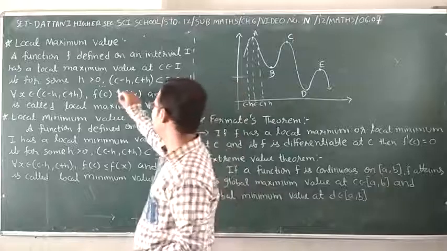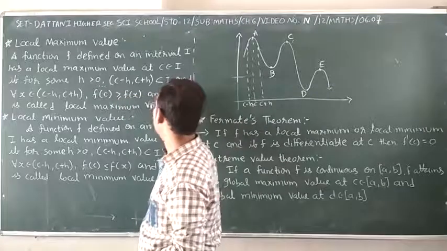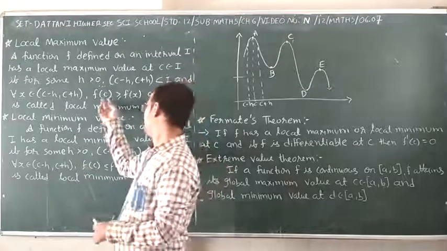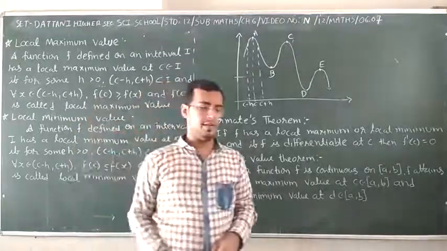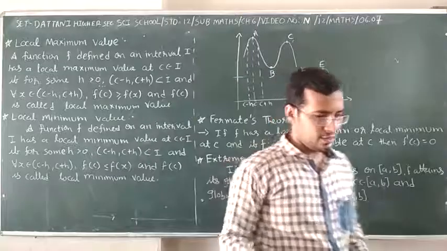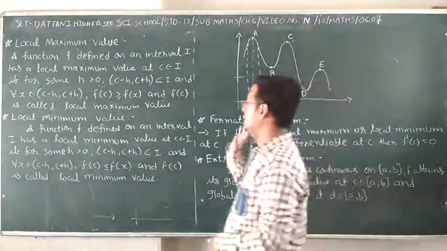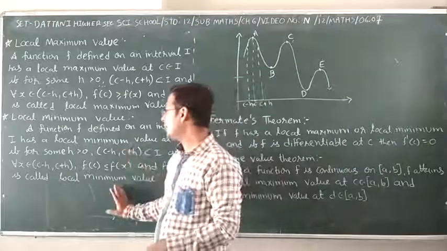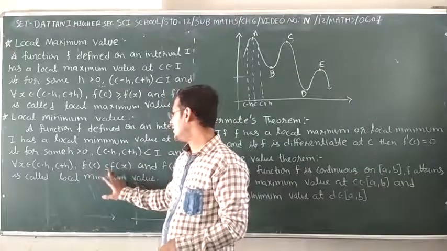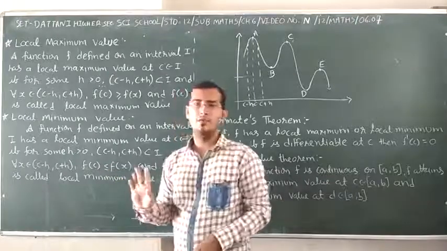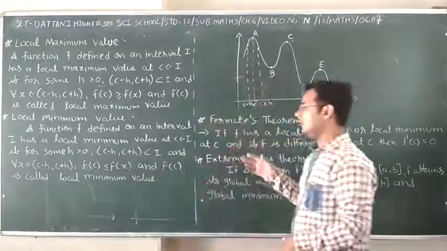Now f of c is greater than or equal to f of x, and f of c is called the local maximum value. If f of c is always greater than f of x for all x in this interval, then it is known as a local maximum value. Similar thing for minimum, that is f of c is less than or equal to f of x and f of c is called the local minimum value. Okay, that's the simple thing.